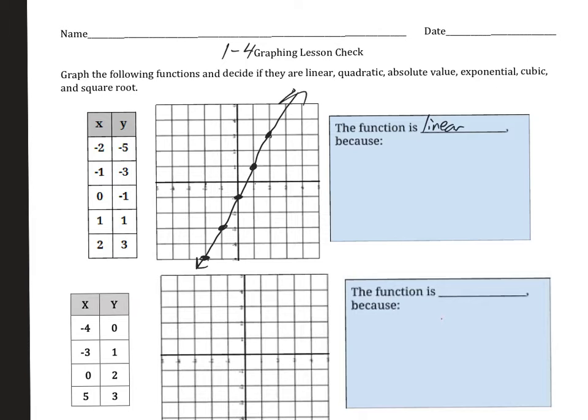Okay, so the reason why this is linear is because it makes a line, or you could say a straight line. It doesn't really matter either way.